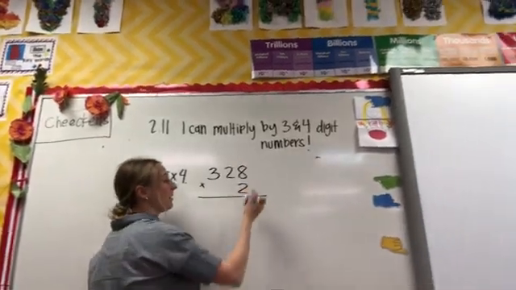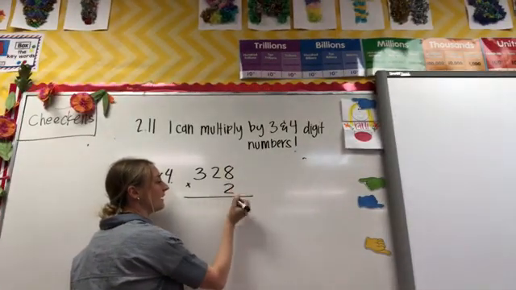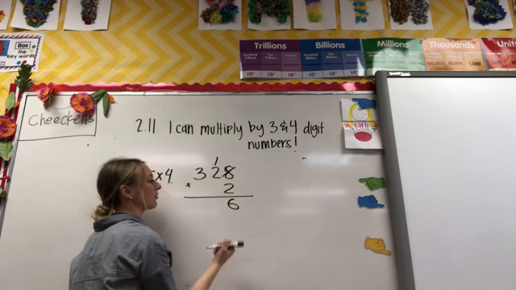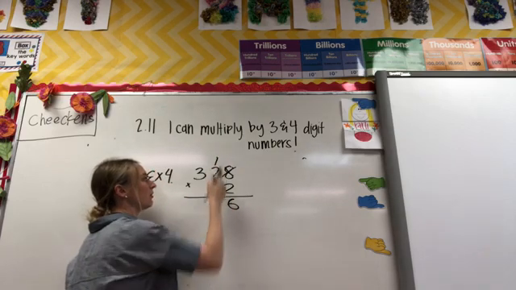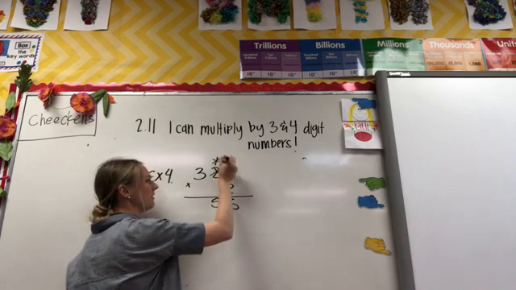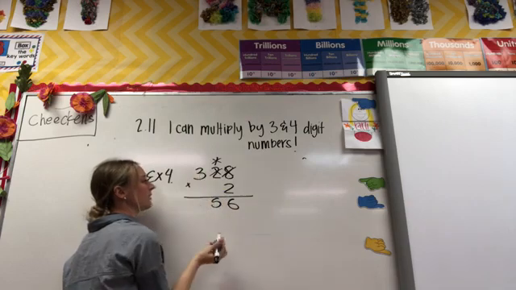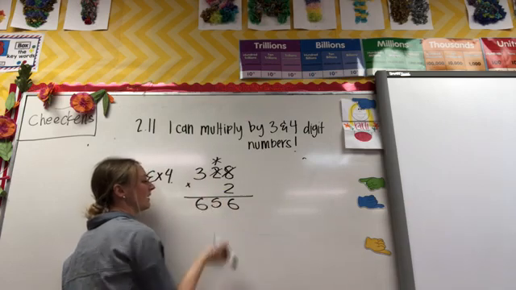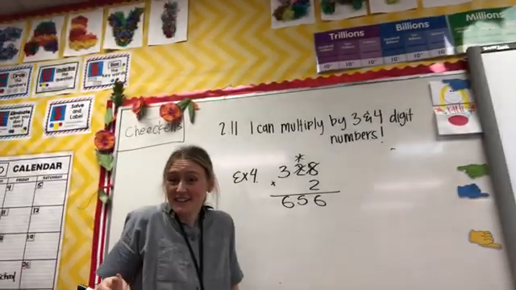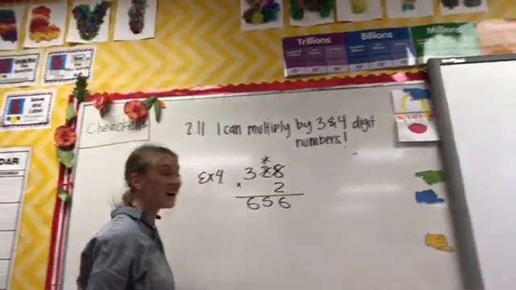All right, I'm going to go upstairs first. 2 times 8 is 16. Carry the 1. Done with that, neighbor. Go next door. 2 times 2 is 4 plus 1 is 5. Done with that, neighbor. Last neighbor, 2 times 3 is 6. So our answer is 656. Hopefully you got it. All right, last pause problem.